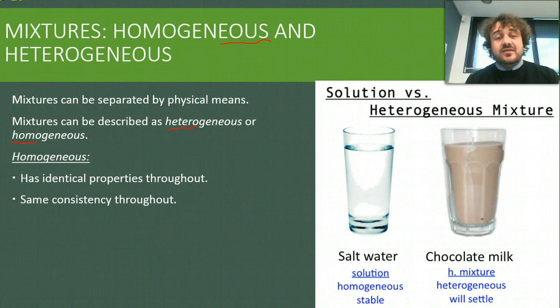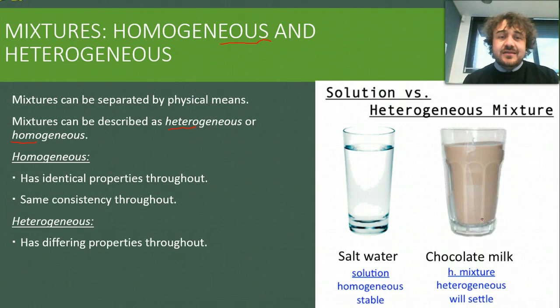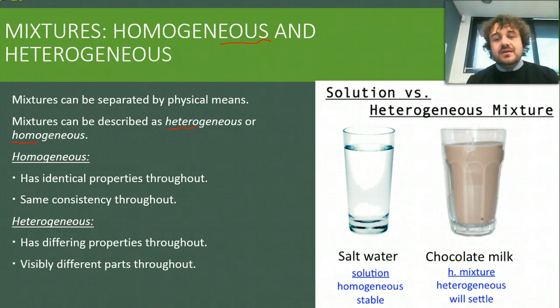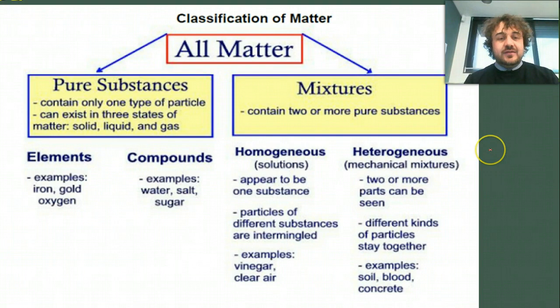All right, so homogeneous has the same consistency throughout and identical properties throughout. Heterogeneous has differing properties throughout and visibly different parts. Now, solutions, if you get down on an atomic level, yes, there are differences, but visibly, they're the same throughout, whereas this one, there are visible differences.